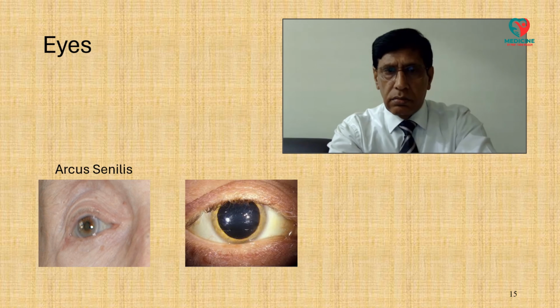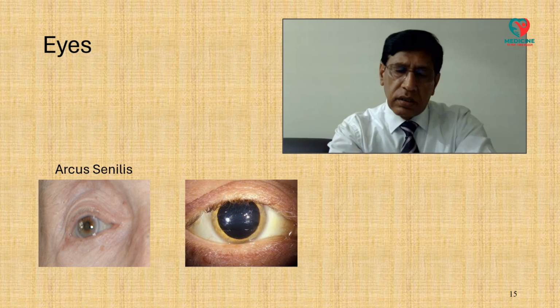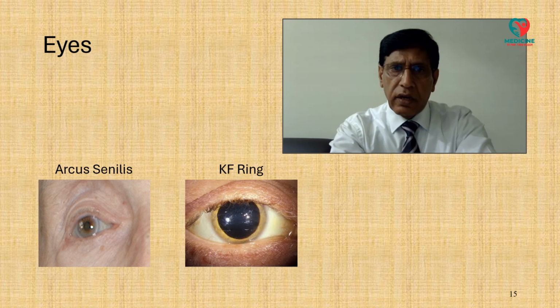and this has been associated with coronary artery disease or hypercholesterolemia or occult coronary vessel disease. Notice this brownish ring, or sometimes greenish ring, around the eye. This is the classical Kayser-Fleischer ring, which is associated with Wilson disease or with copper abnormalities, copper depositions.